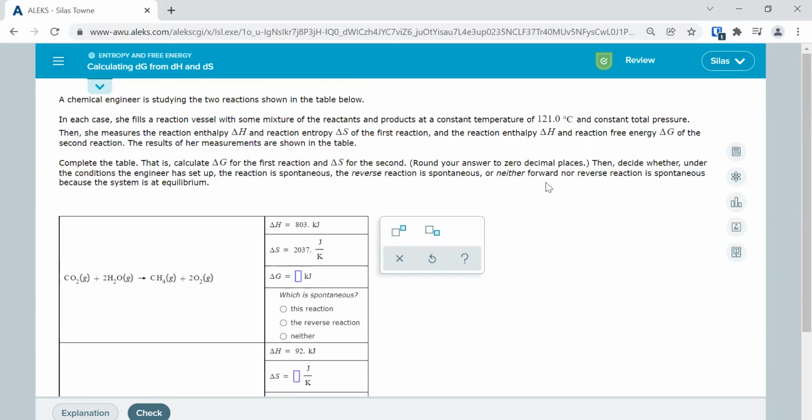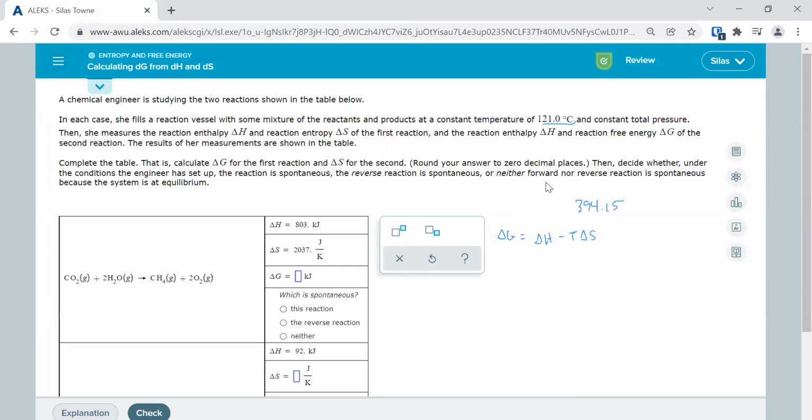Okay, let's take a look at this question, basically asking us to understand how to use and manipulate this equation of delta G equals delta H minus T delta S. Both of these equations are going to use this temperature, 121.0. If we add 273.15, we get a temperature of 394.15. So that's good to know.